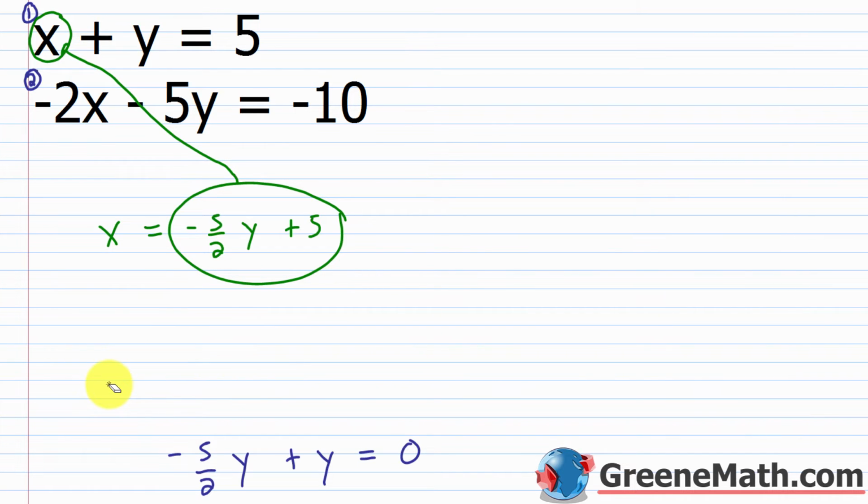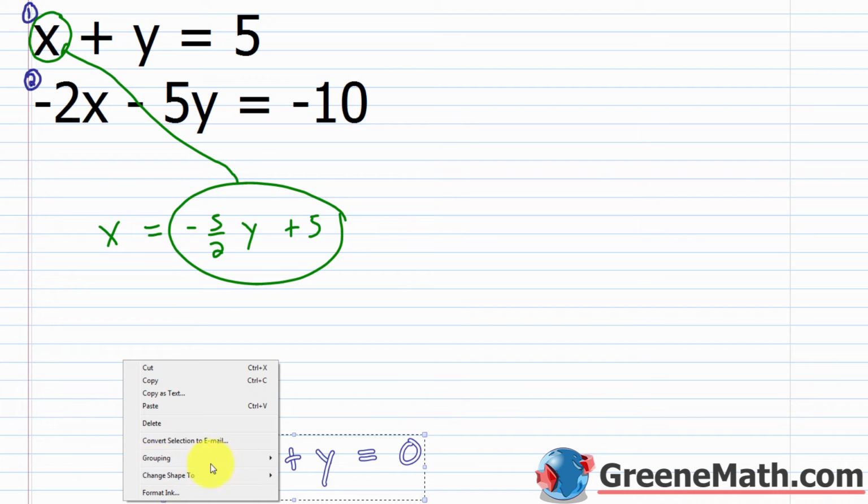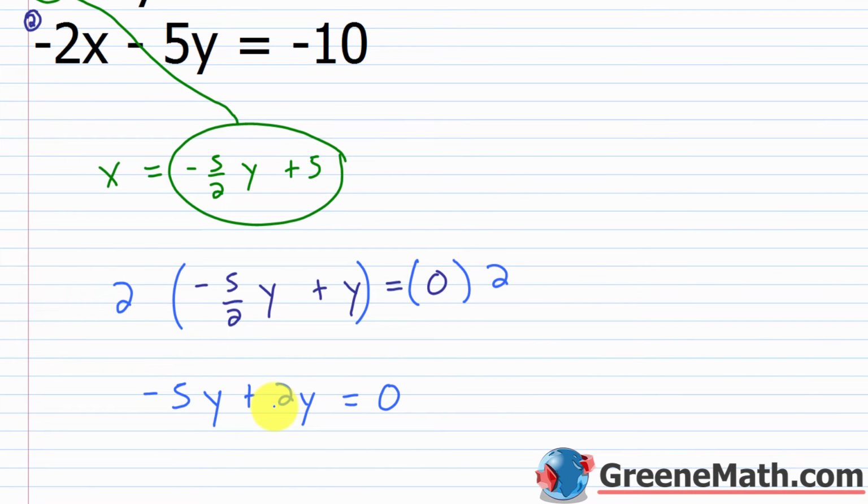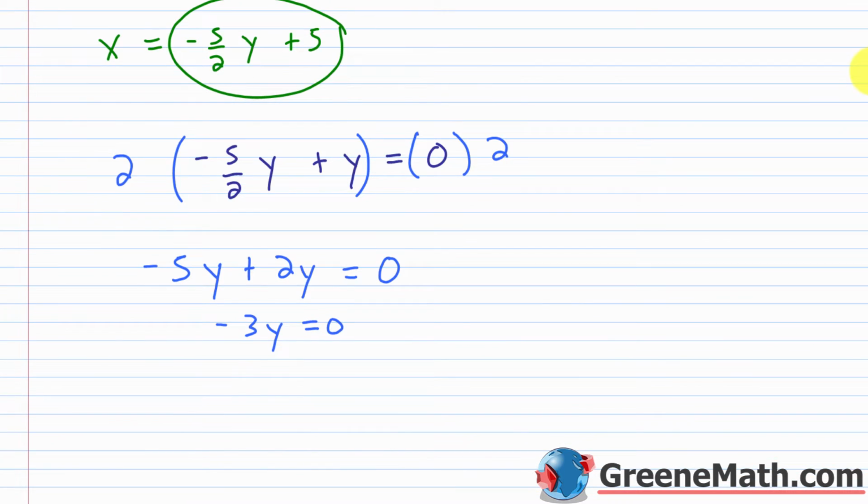So let me bring this up. And let's go ahead and just multiply both sides of the equation by 2. That'll be the easiest way to do this. So 2 times negative 5 halves is negative 5, and times y. 2 times y is plus 2y, and this equals 0 times 2, which is 0. So negative 5y plus 2y is negative 3y, and this equals 0. And of course, to get y by itself, I divide both sides by negative 3. This cancels, you get y is equal to 0.